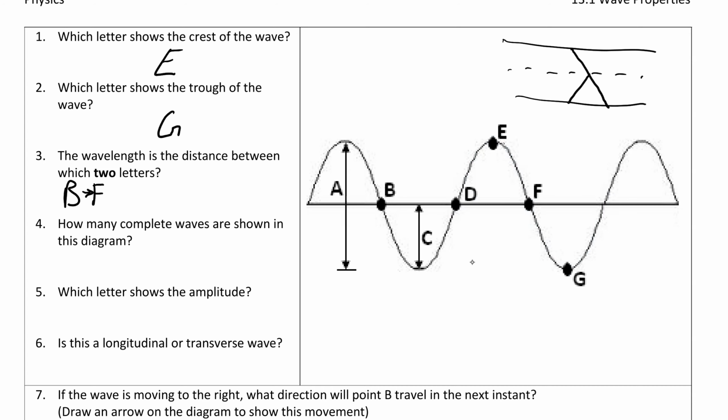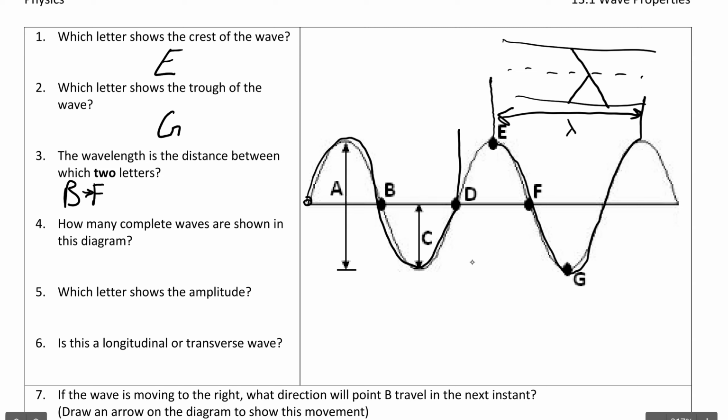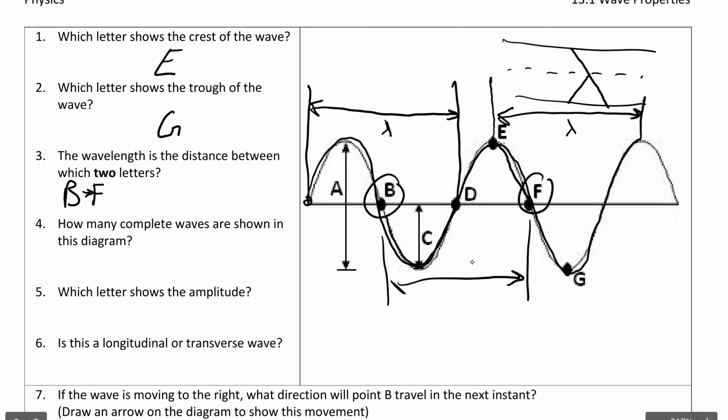What about E? So can you draw a wavelength? If E was here, F, G, H would be here. Is this the wavelength? Yes, that is the same length as going from here to here. This distance is the same. So the definition of the wavelength is technically from one point on the wave to the next consecutive point that's in phase with that one. So from B to F, that's also the wavelength right there.